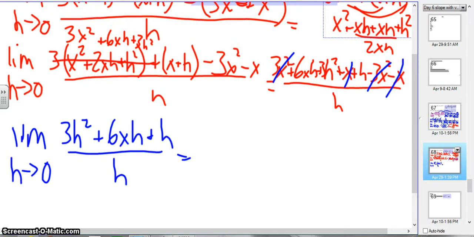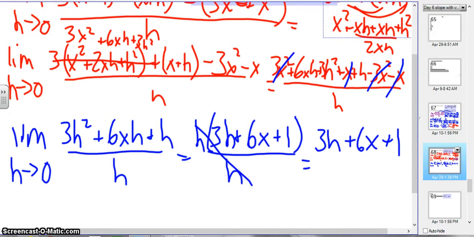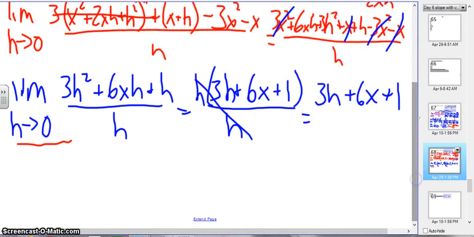Let's look at the top. They all have an h in common. Let's take an h out: 3h plus 6x plus 1. Don't forget that plus 1. All over h, the h's can cancel. So now all I have is 3h plus 6x plus 1. But remember, it is the limit as h approaches 0. So if I send this to 0, the 3h is going to cancel out. So my slope is 6x plus 1.